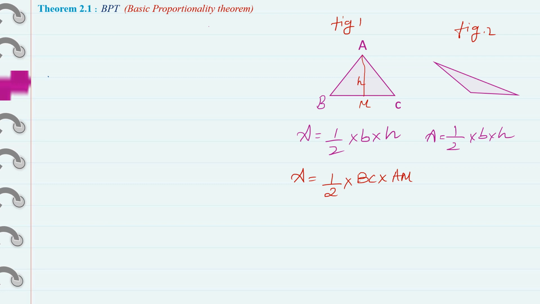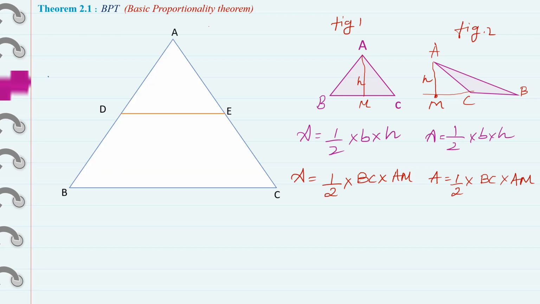If you go with the figure number 2, so I'll name it as A, B, C. So area is equal to half into what is the base? BC. How to find the height of such triangle? So what I will do? I'll extend BC line. Then I'll draw a perpendicular line from point A. Okay, then I'll name it as M. So AM represents the height of the triangle.